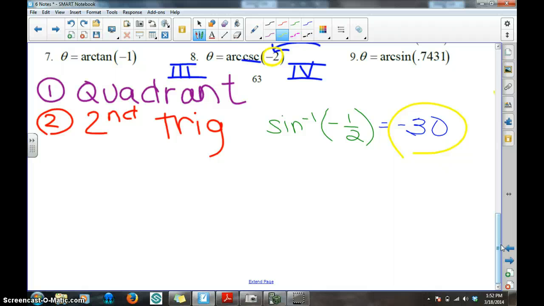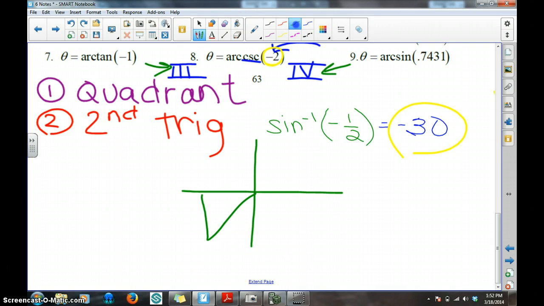I'm getting overwhelmed? All right, so now I'm going to draw an axis. And I said I was looking for answers in quadrants 3 and 4. So I'm going back to my bow tie. And I'm drawing triangles in quadrants 3 and 4.